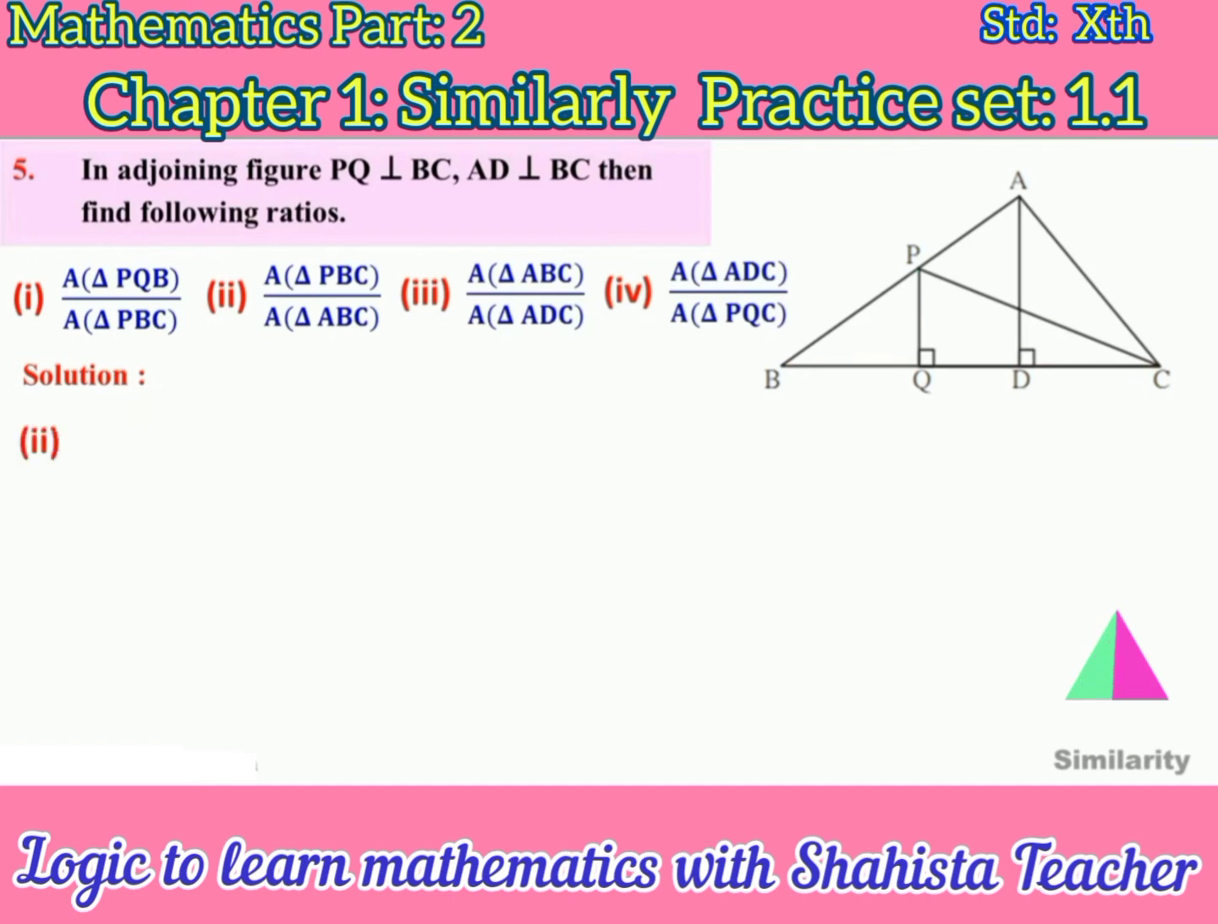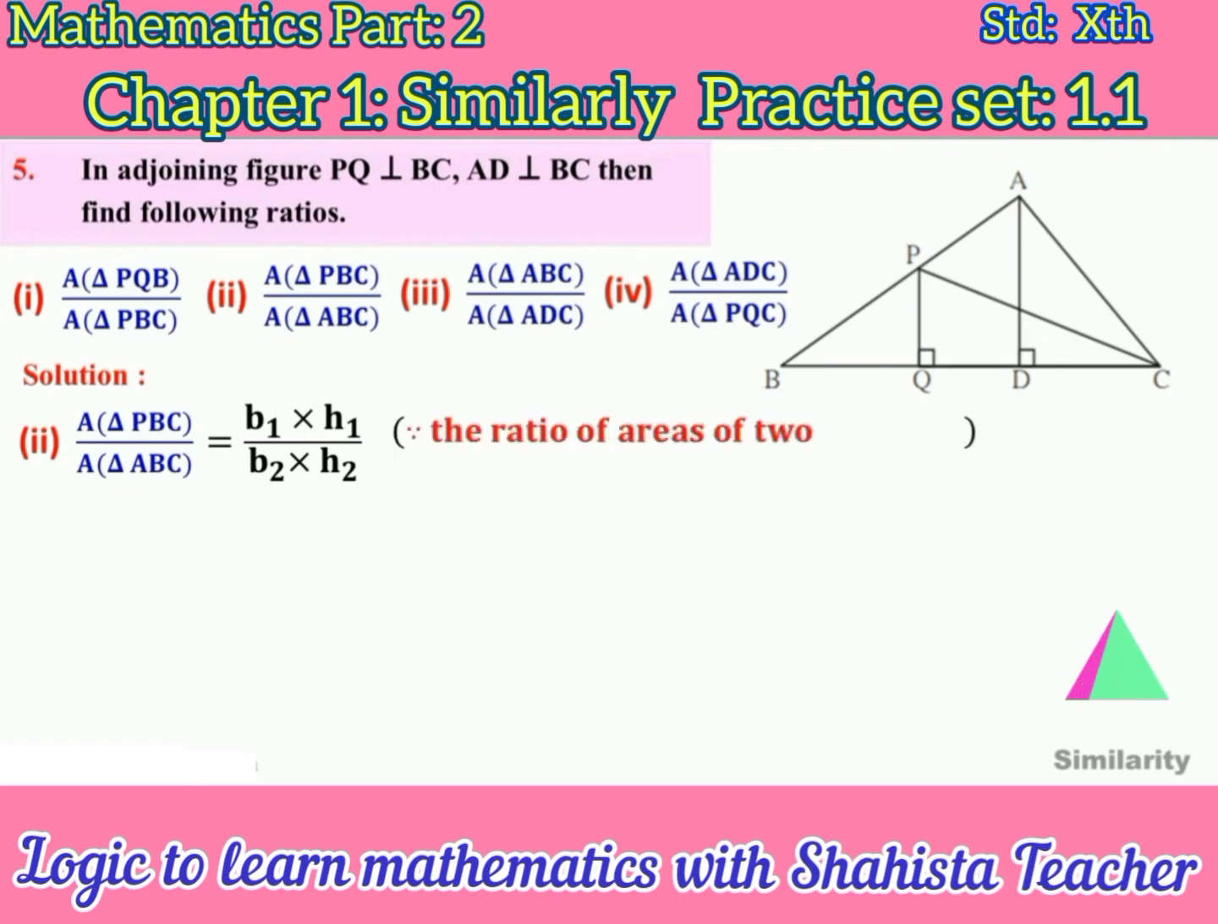Now the second ratio: area of triangle PBC upon area of triangle ABC is equal to base 1 multiplied by height 1 in the numerator, upon base 2 multiplied by height 2 in the denominator. Here, hence the ratio of the areas of two triangles. Similarly, we will write it for the second also.